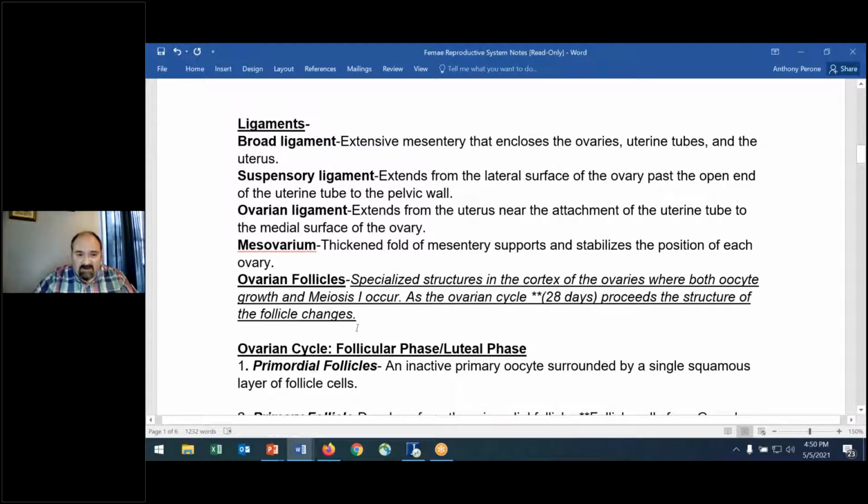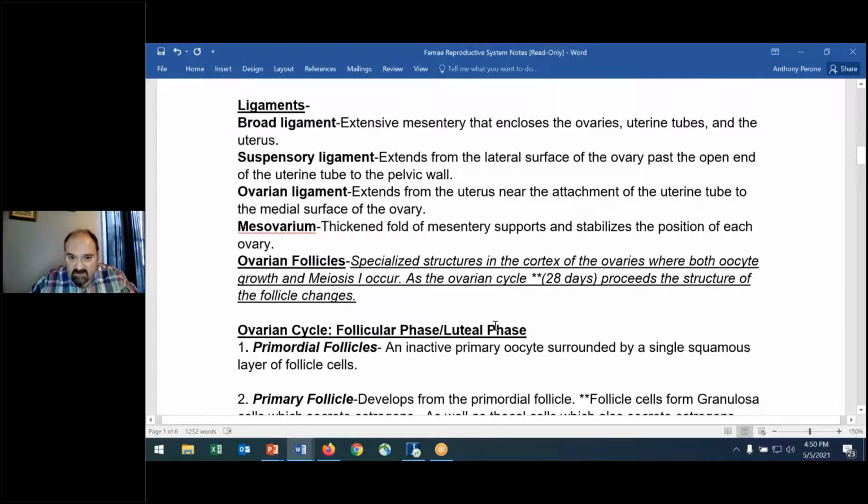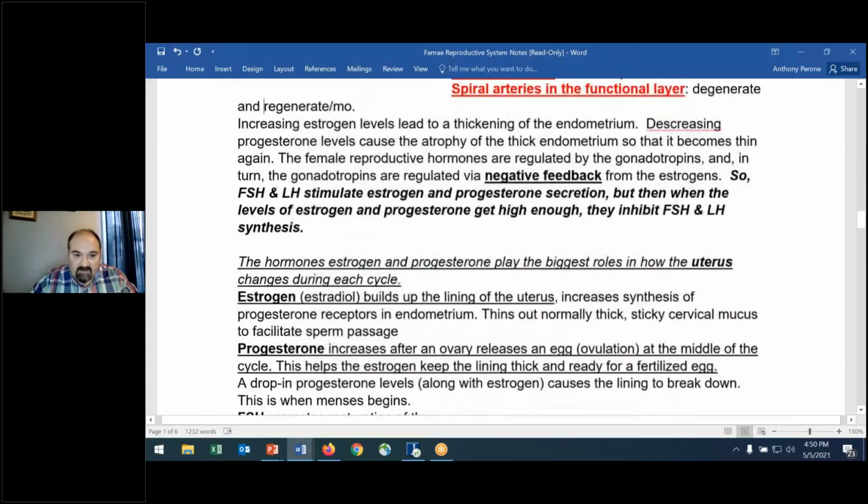You'll see here, the follicles, so the ovarian follicles. These are specialized structures in the cortex of the ovaries where both oocyte growth and meiosis I occur. As for the ovarian cycle, the 28-day cycle, recall that I've said this to you before, and I'll come back to this. Okay.